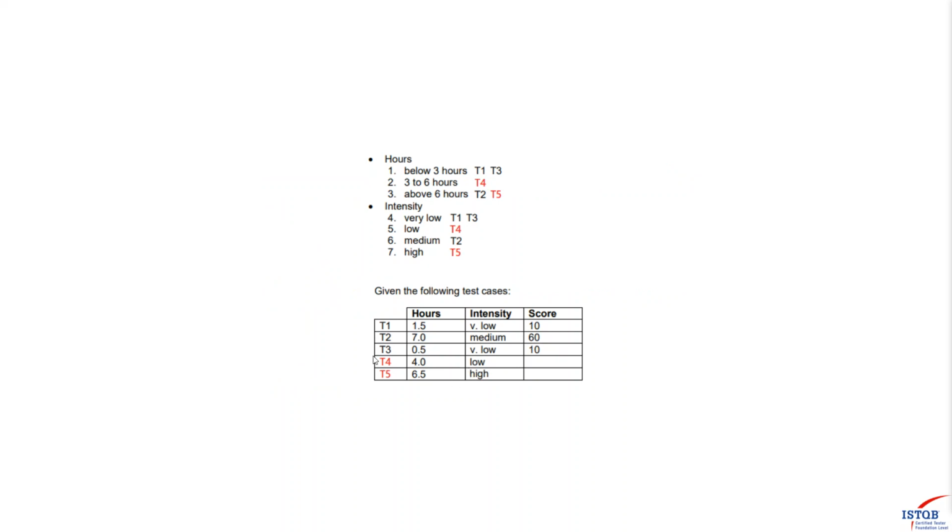Test case number 4. Number of hours, 4.0. Intensity, low. Which will cover partition number 2, 3 to 6 hours. And partition number 5, low intensity. And test case number 5. Number of hours, 6.5. We don't really care about number of hours because those partitions are already covered by test cases 1, 2, 3 and 4. But we care about intensity. And in this test case we cover the intensity high, which is the 7th, the last not covered, equivalence partition.